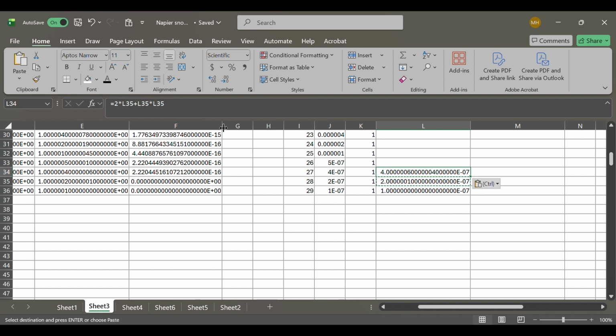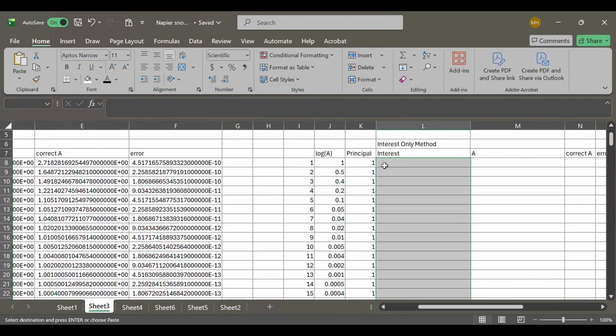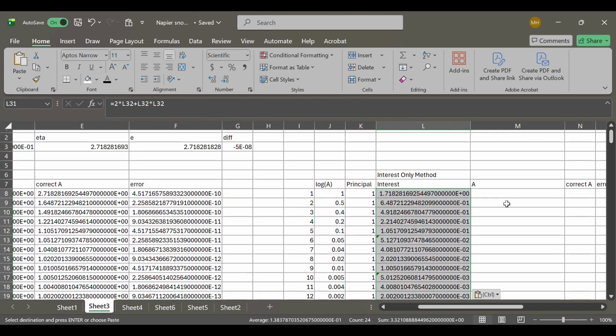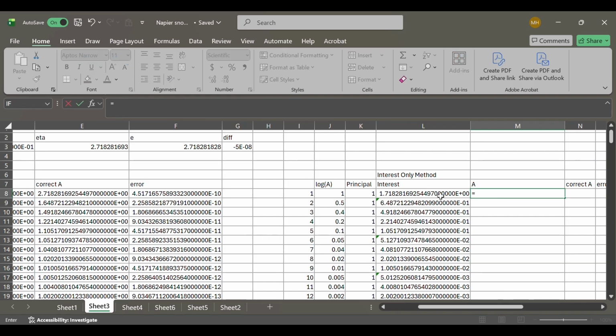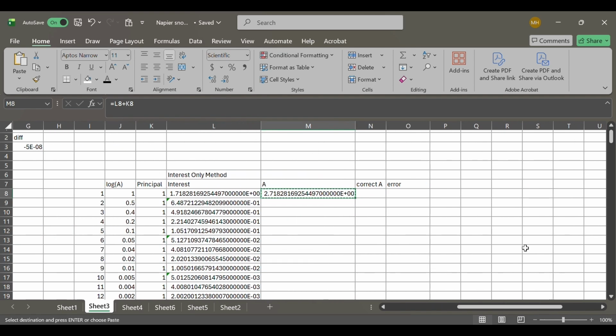And again, this is 2R plus R squared. And this next one is going to be R4 plus R1 plus the product of R4 and R1. And then the next one is going to be 2R5 plus R5 squared. And we're going to bring those calculations up. Okay, we're going to add 1, add the principal and the interest, and that number is close to eta. That should be eta.